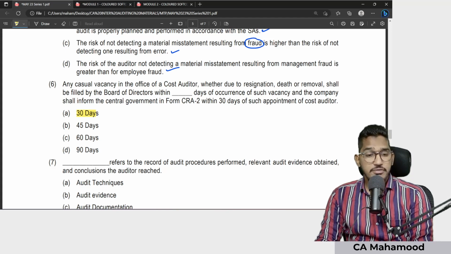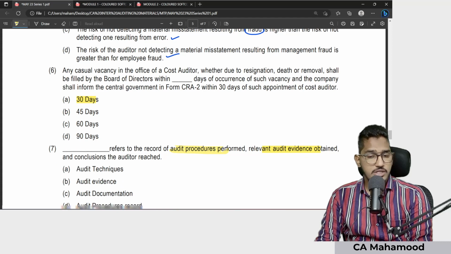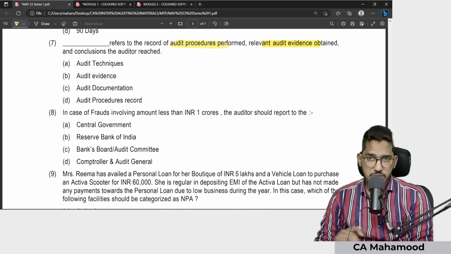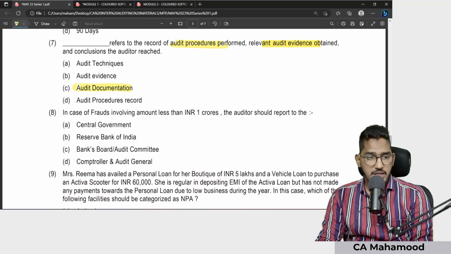Second one, what refers to the record of audit procedures performed, audit evidence obtained and conclusions reached? This is a definition for what? Audit documentation. So as we know, audit documentation is nothing but the record of audit procedures performed, audit evidence obtained and conclusions reached by the auditor. So option C will be the correct option.